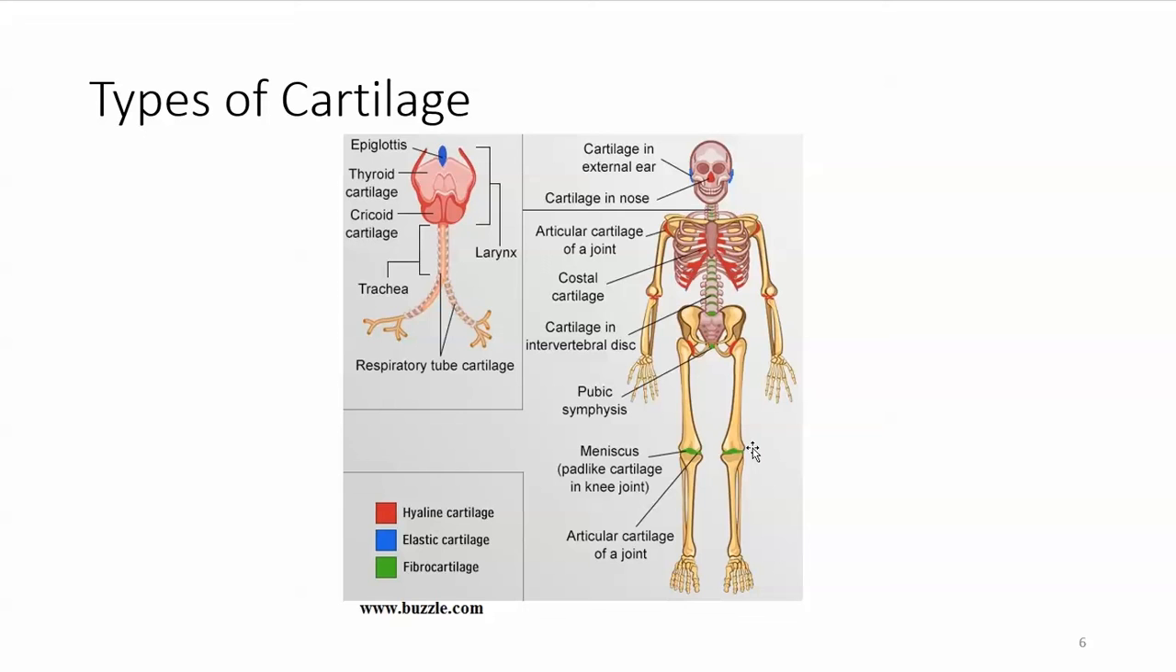You'll find this within the knee joint, between the pubic bones of the pelvis, between the spinal vertebrae, and the pubis symphysis. Now, this articular cartilage of a joint covers the end of bone within a joint. And the costal cartilage, right here, you find it on the tips of ribs where they meet the sternum.